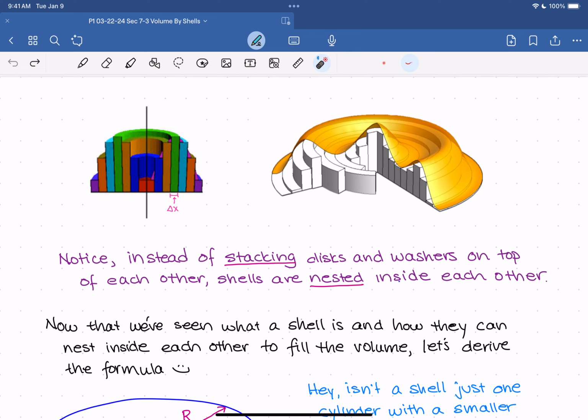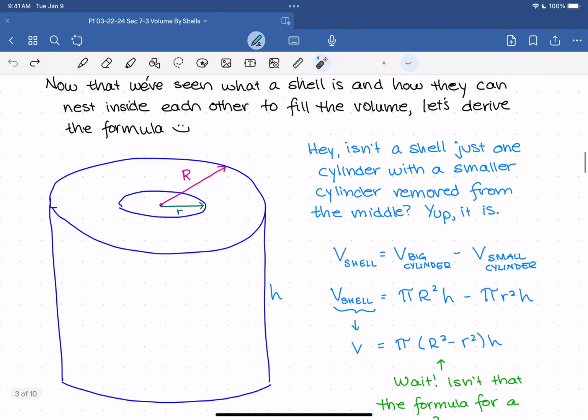So now we get an idea of just how the shells work and how they nest inside each other and how they can fill in the volume of revolution. In order to be able to use this, we need to find a formula for the volume of a shell. So let's look at that.